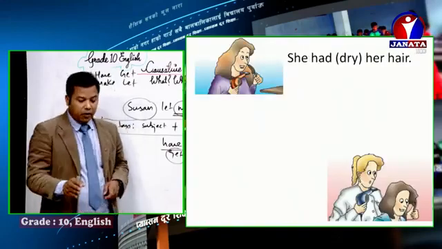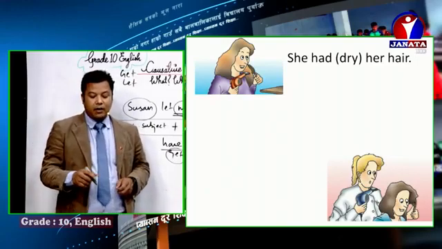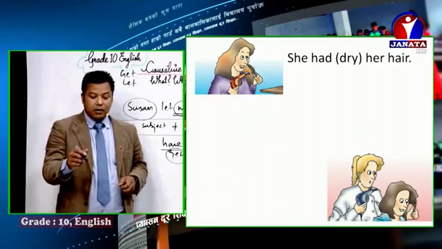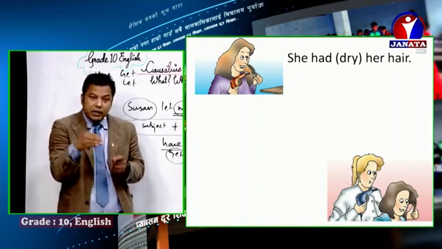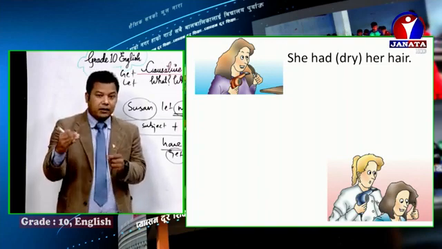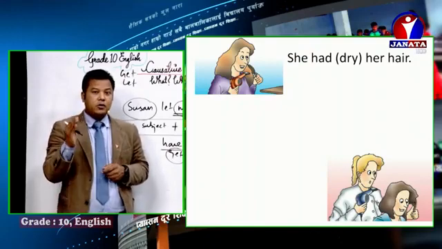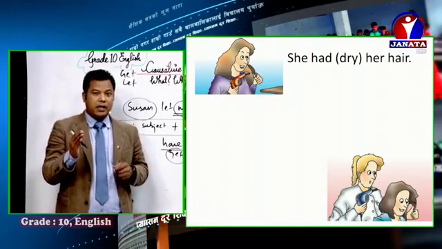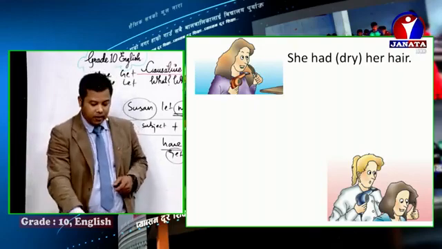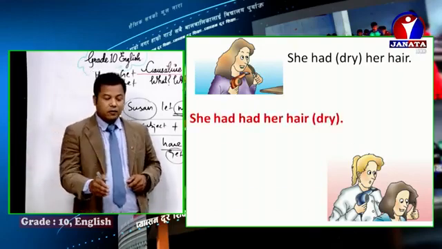Move on with more examples. She had her hair... Now, if I say she had, because she is working here, she had dried her hair, there is no causative example. But if she is not going to dry her hair herself, she expects someone to do that for her. How can you put that into function?